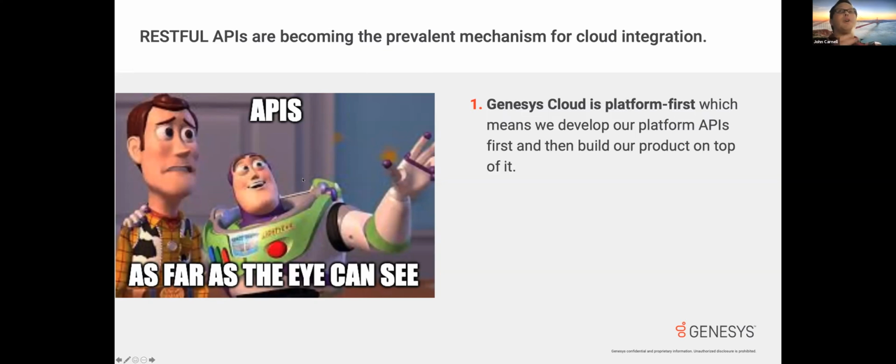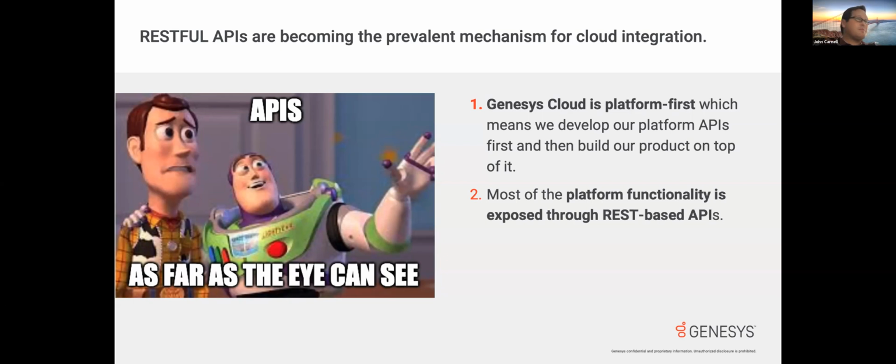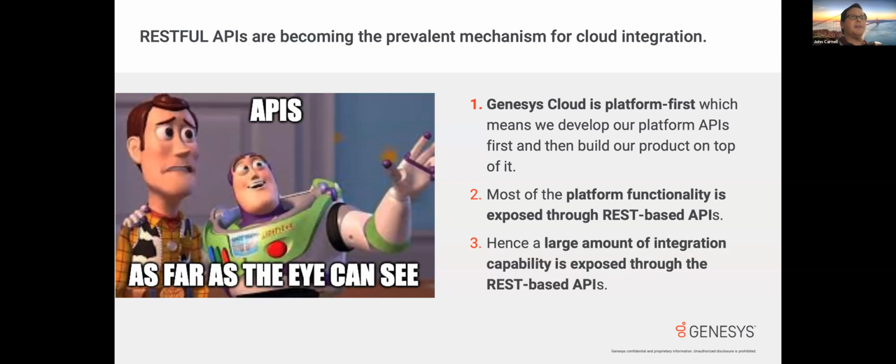Genesys Cloud was built as a platform-first API or application. What that means is we started by writing all of our APIs and then building our applications on top of those APIs. So the Genesys Cloud UI is using the same APIs that we make available to everybody else. That offers us and our customers a very rich experience in building applications and integrations. Almost the entire platform's functionality is exposed through these REST-based APIs, hence a large amount of our integration capabilities are exposed through our REST APIs.